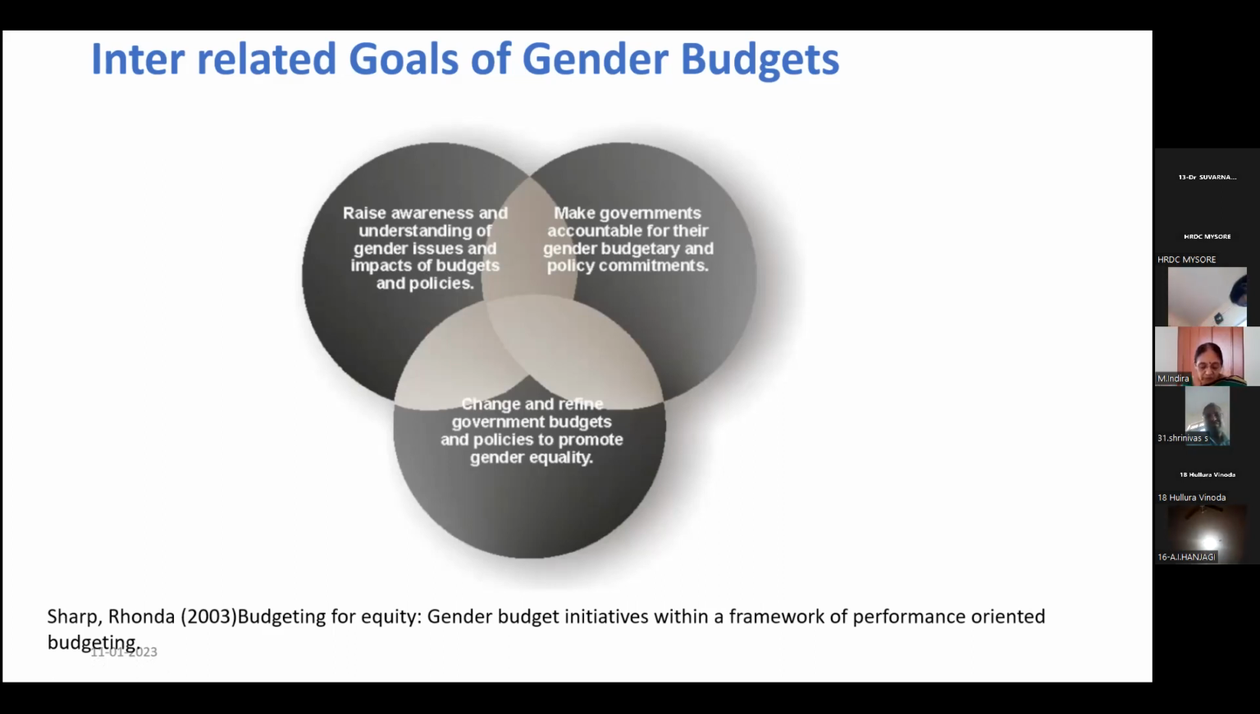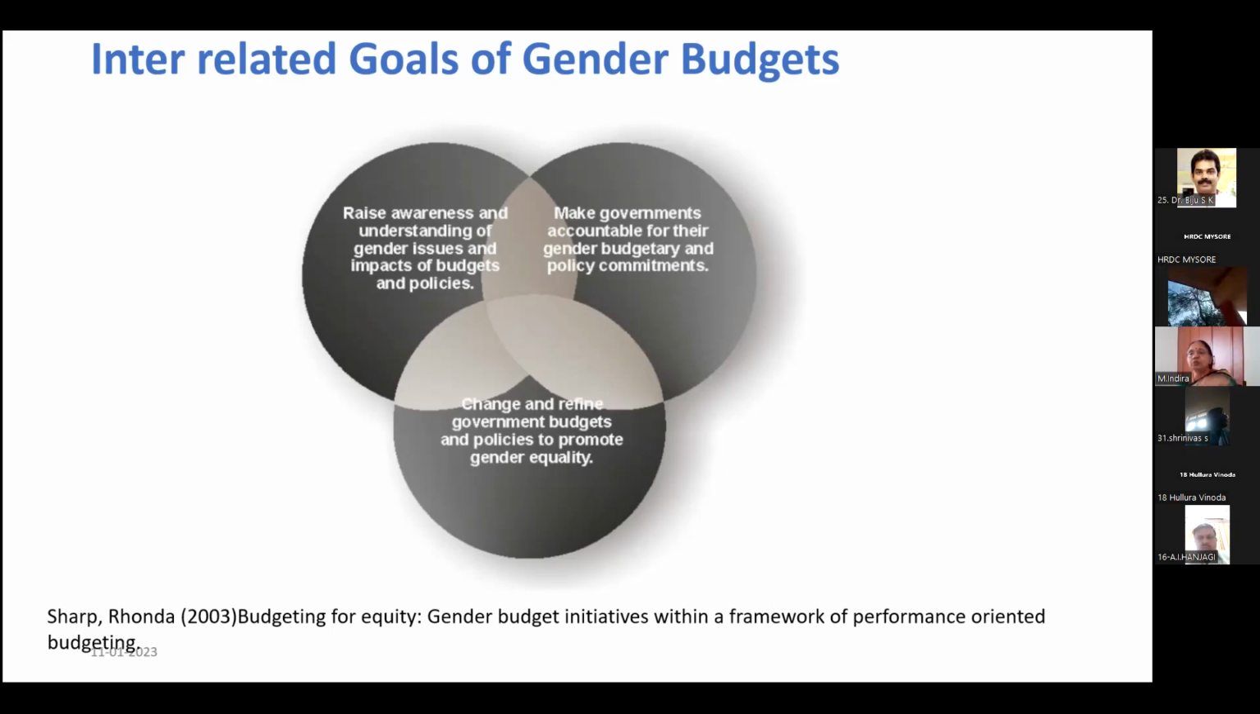As Sir introduced me, I am also a consultant for the Fiscal Policy Institute. It is in Bangalore, in the Kengeri area. The Fiscal Policy Institute conducts training programs for auditors, budget makers and policy makers, to sensitize them and create awareness about gender issues. So one of the goals of gender budgeting is to raise awareness and understanding of gender issues and the impacts of budgets and policies. And the second goal is to make governments accountable for their gender budgetary and policy commitments.